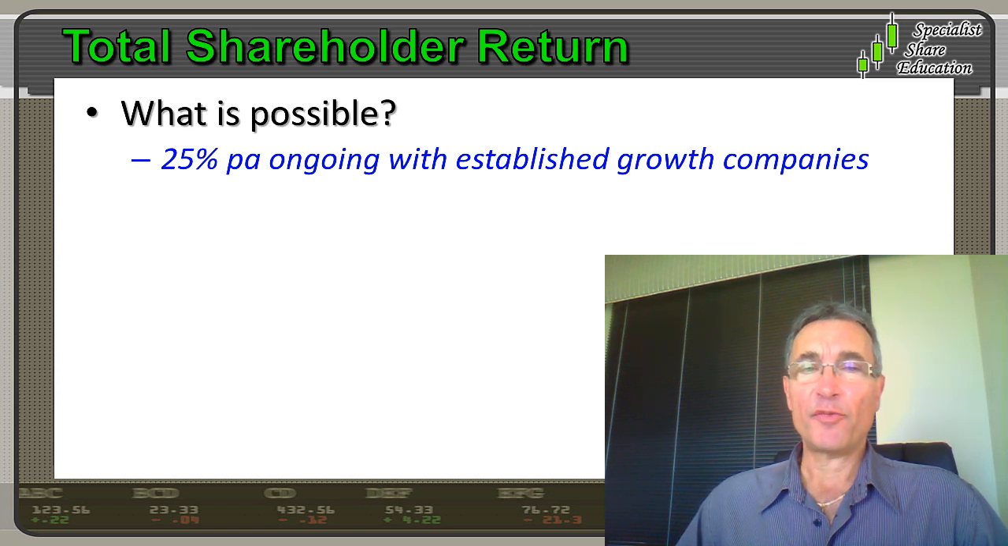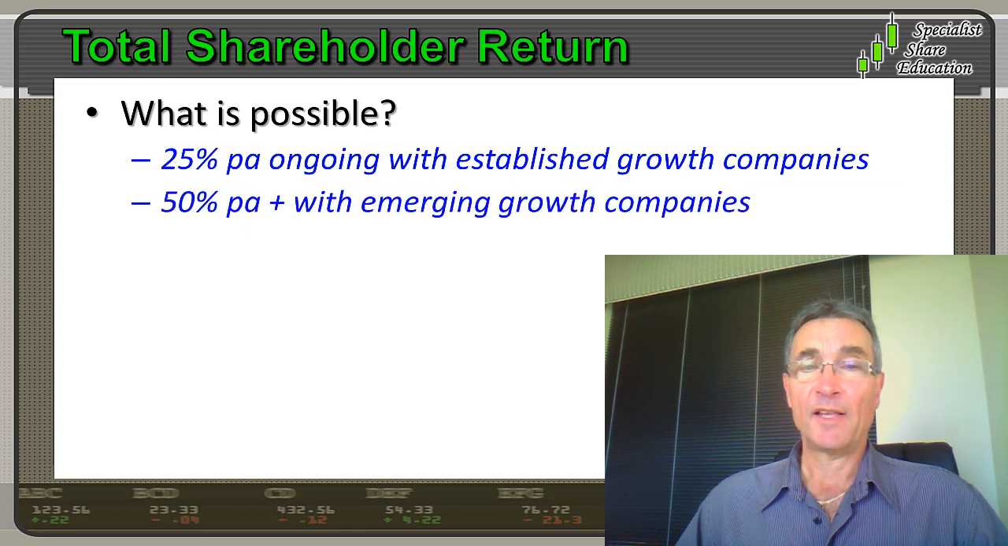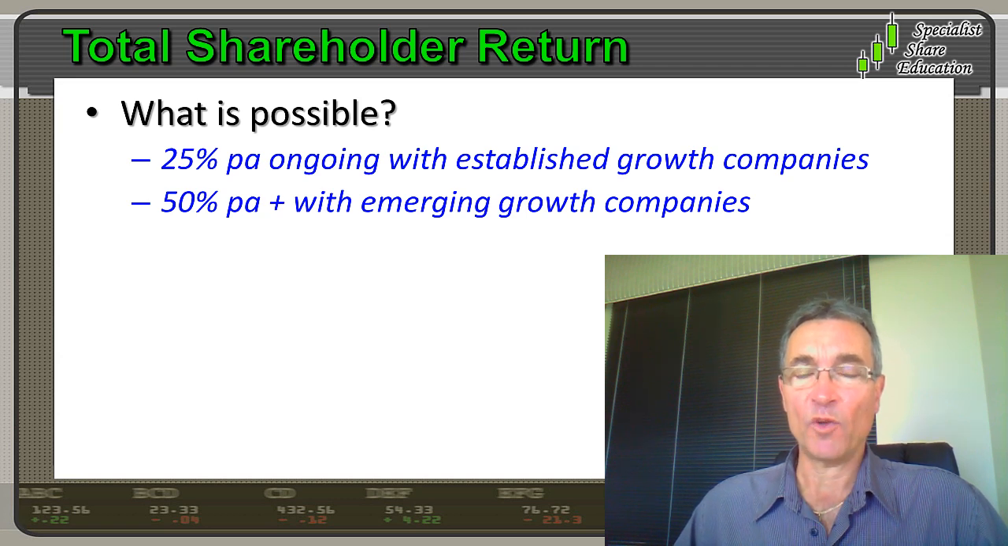Well, I believe with established ongoing growth companies, like we saw with those growth stocks I just had on the previous slide, 25% per annum ongoing is very realistic. Now, I don't expect them to be able to sustain the 50 and 60 and 70% levels that they've had because they've been coming off a low base. But I certainly believe that 20-25% per annum is sustainable for the foreseeable future. And if you can get in early enough on these, then we can replicate what's happened over the last 5 years with a number of these stocks.